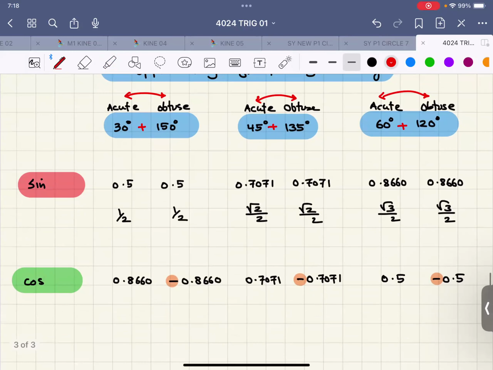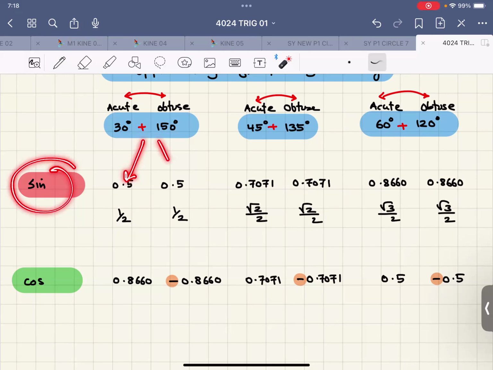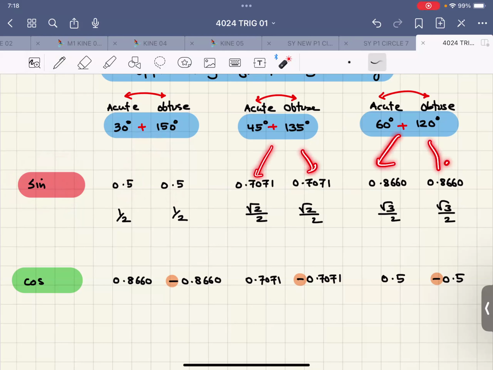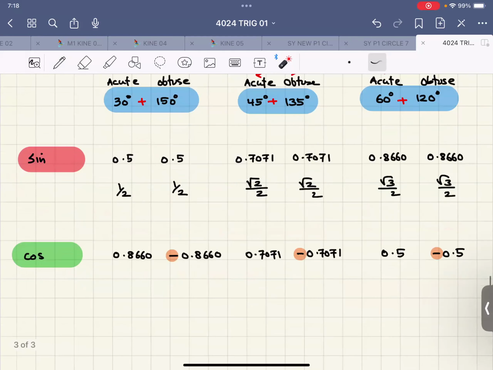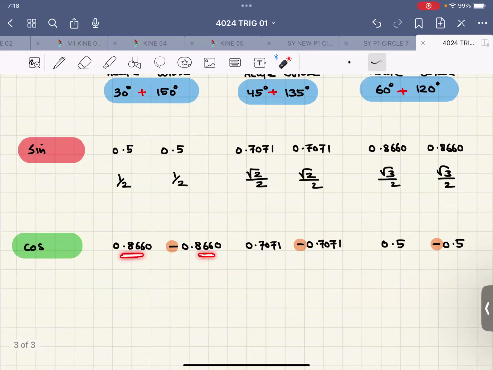What do you observe? For sine, acute and obtuse, it's exactly the same. This is just in the fractional form. For cosine, numerically, it's the same, but for obtuse, this is negative. Acute is positive, obtuse is negative.